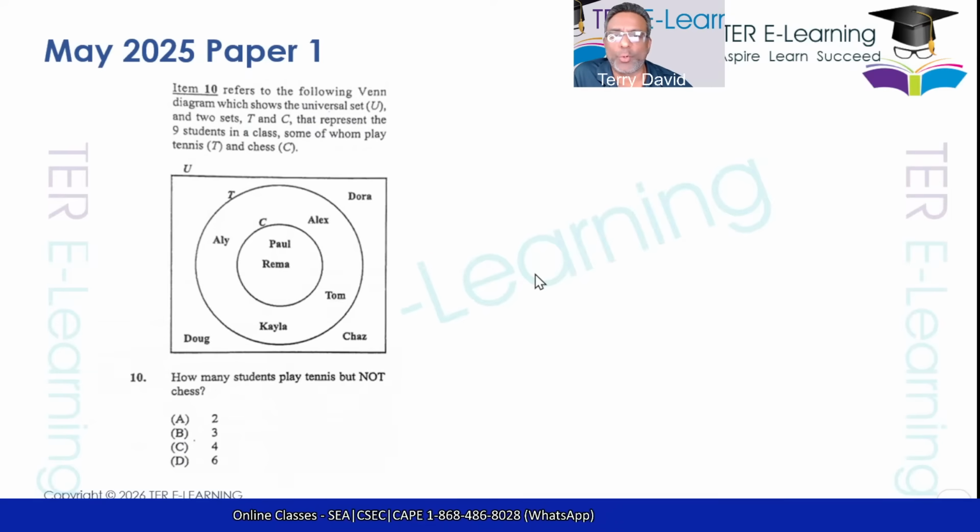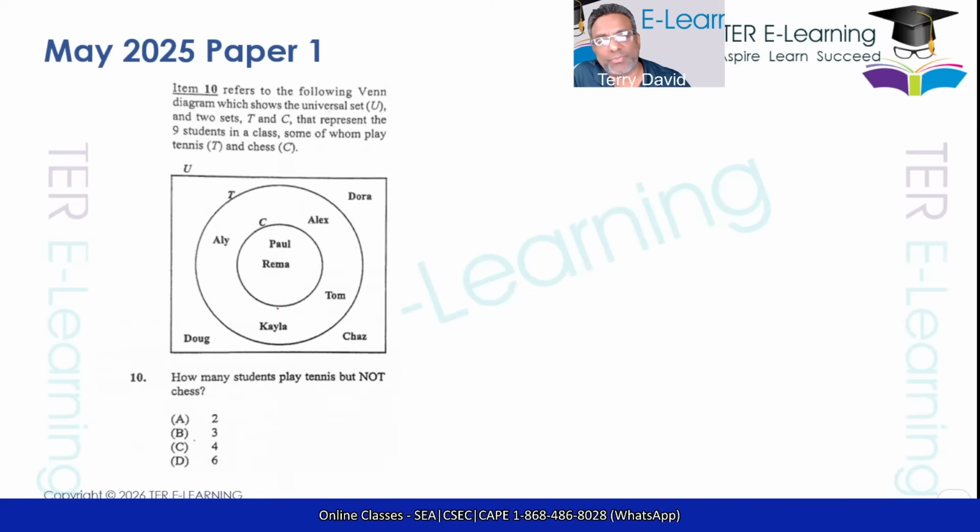Item 10 refers to the following Venn diagram. We have two sets T and C that represent 9 students in a class, some of whom play tennis and chess. How many students play tennis but not chess? They play tennis but not chess.